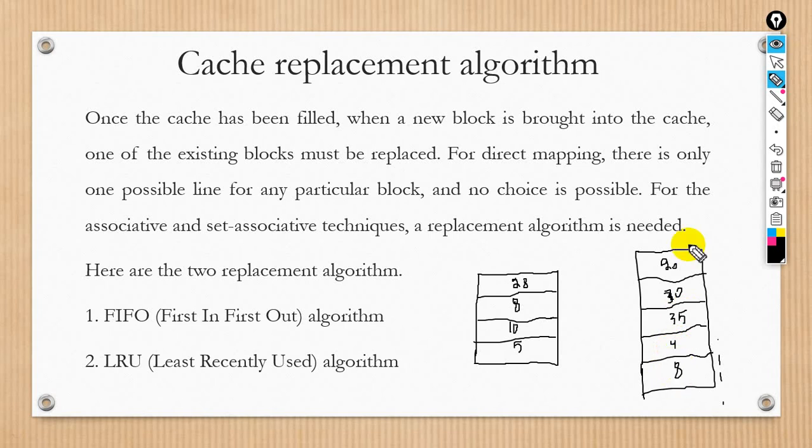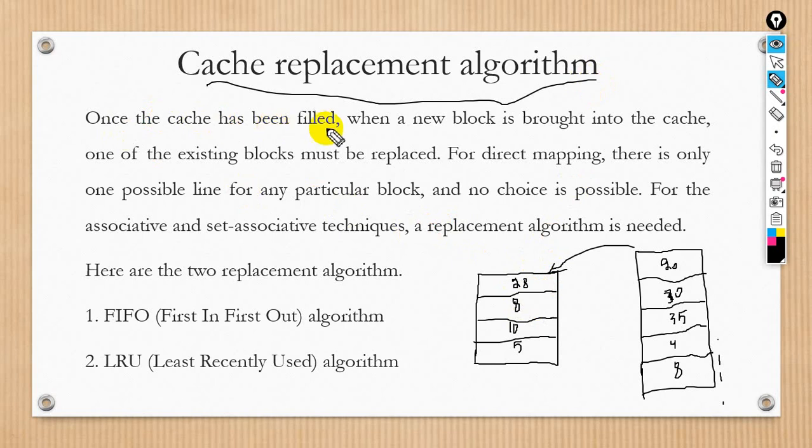If you want to copy this data to this cache memory, the cache memory is full, so in this case we will replace the data of the cache memory. For the replacement we are using the cache replacement algorithm. These are different techniques through which we replace the data inside the cache memory. Look at this.